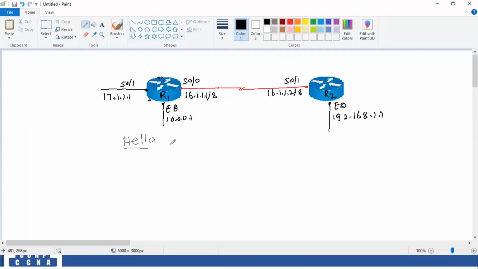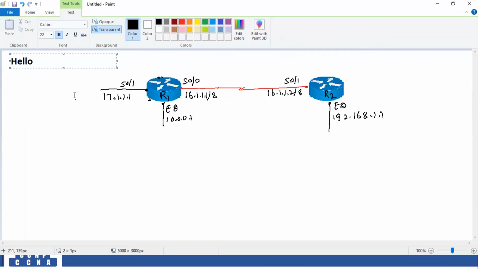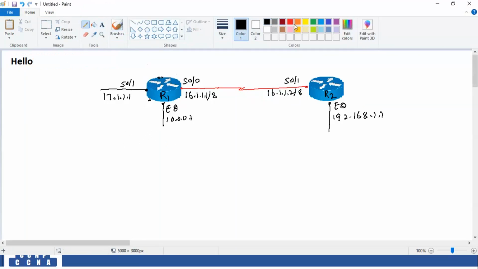The OSPF hello packet contains the router ID, then the area ID. What is the default area ID? 0. And next, network ID, subnet mask, hello timers, and dead interval timers. Hello and dead timers, actually. And authentication.